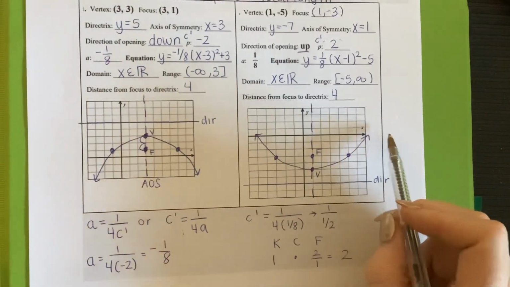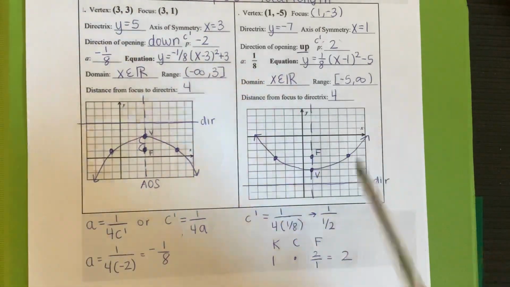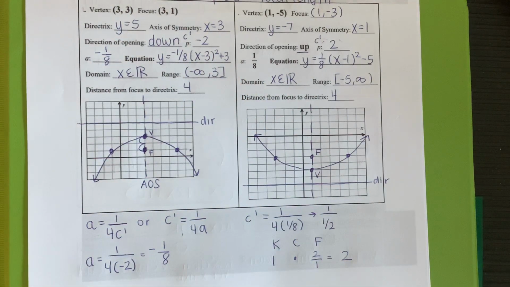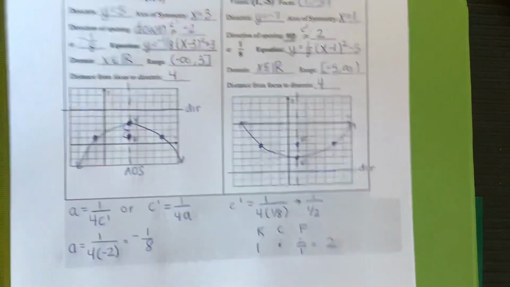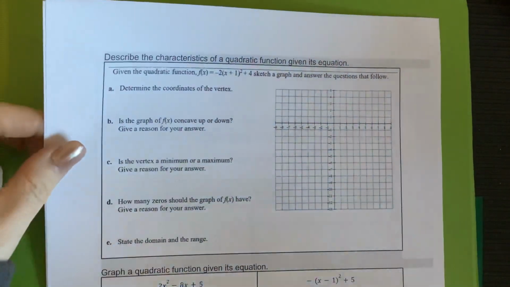Then you can sketch. Your domain should have been all real numbers, and your range should have been from -5 to infinity. Make sure you include that -5 so it's with a bracket. And then your distance from your focus to your directrix in this case is 4 again. Okay, moving on to the next page.